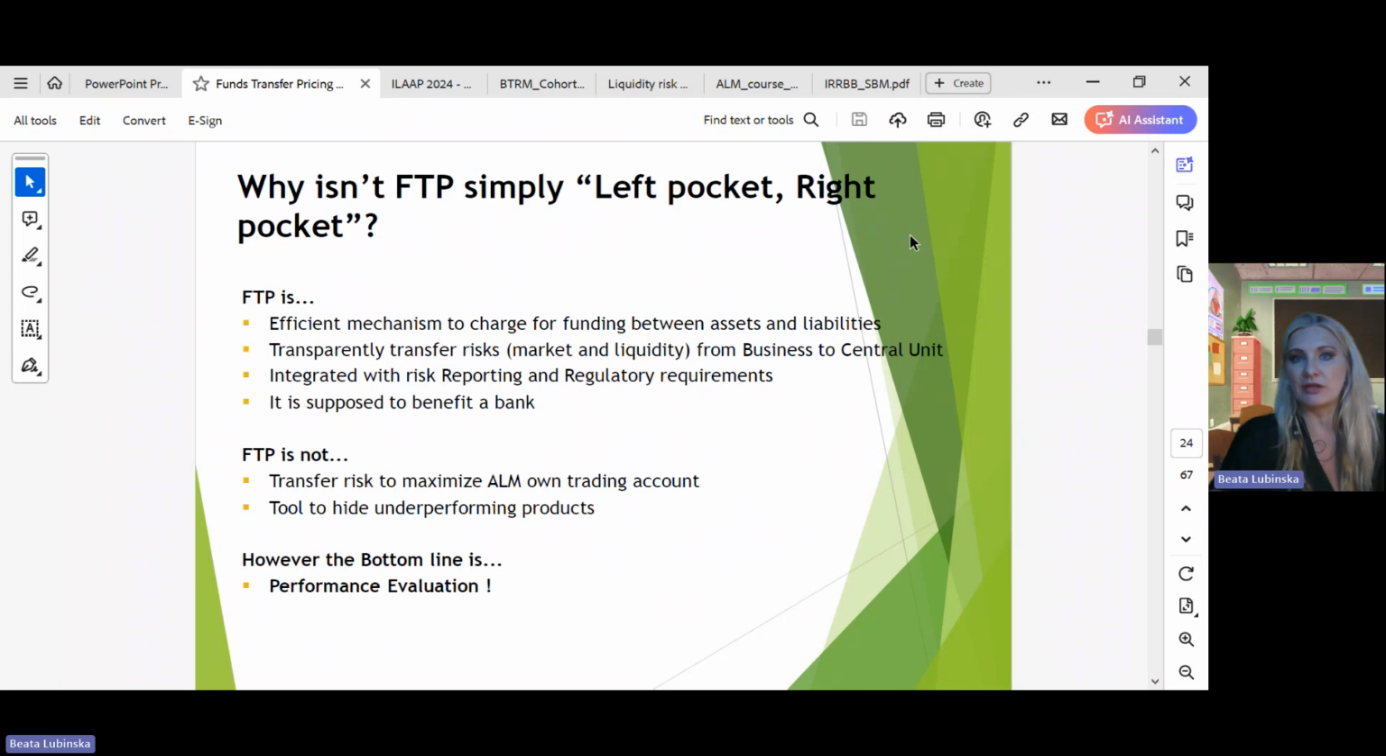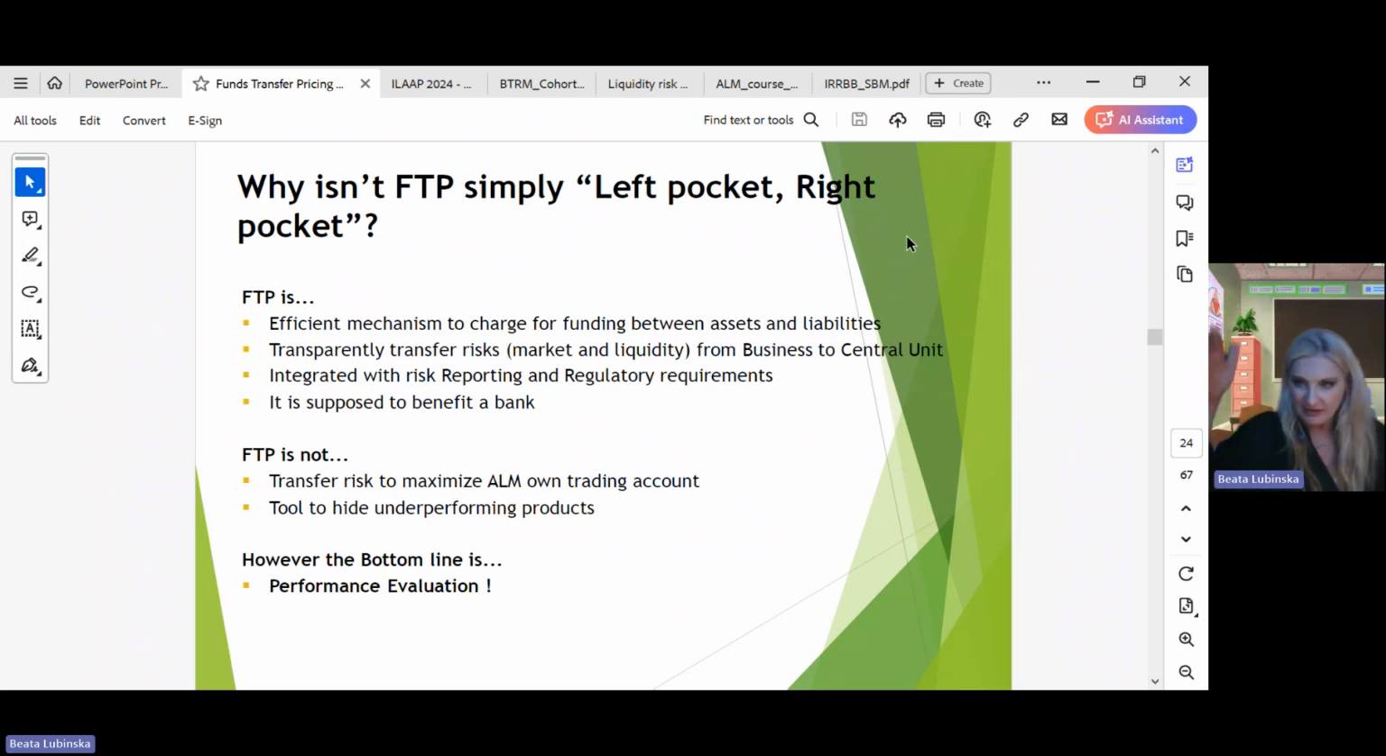Okay, just to summarize before we move to another session, quite often I hear the term that FTP is left pocket, right pocket. So basically it doesn't matter because the P&L of the whole bank is the same. It is just the allocation of this P&L between different components, moving from one to another. But overall, the net interest income, NII, for the bank is the same. It's not really true.